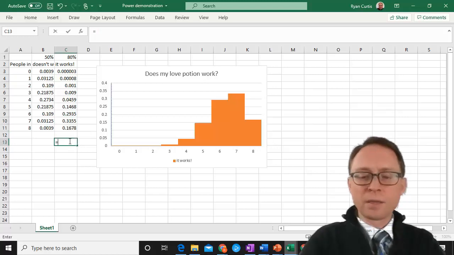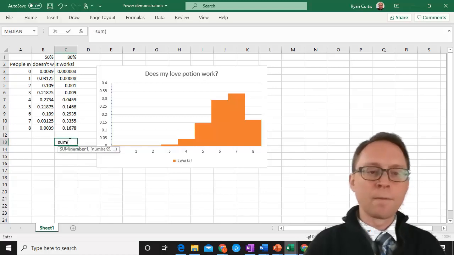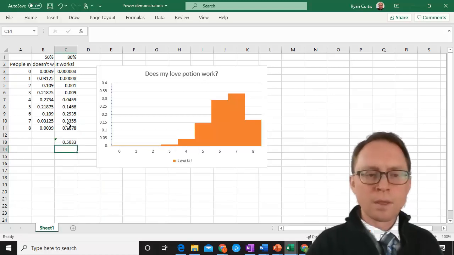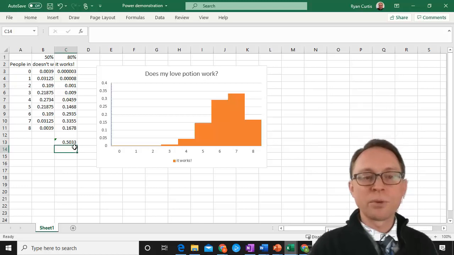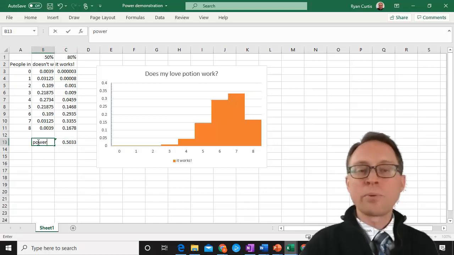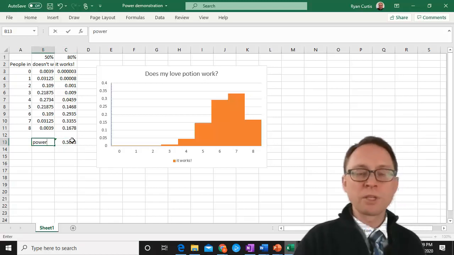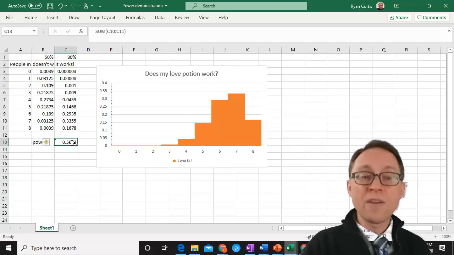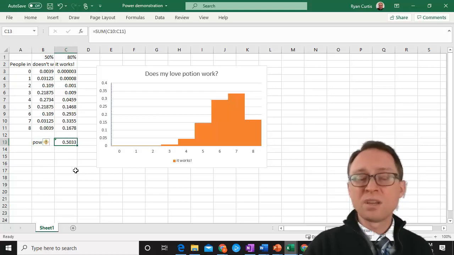And the sum of that is really close to 50%. Yeah, exactly 0.5033. We only have a 50% chance. This is power right here. The probability of us being able to say that the love potion works when it actually works. If it really works, we still only have a 50% chance of that happening.